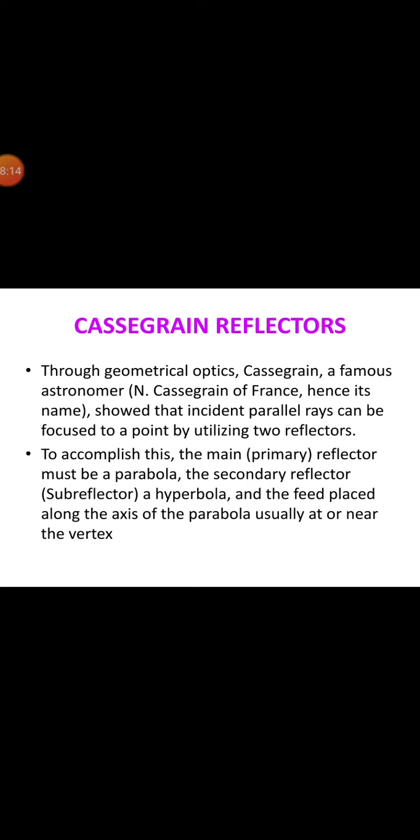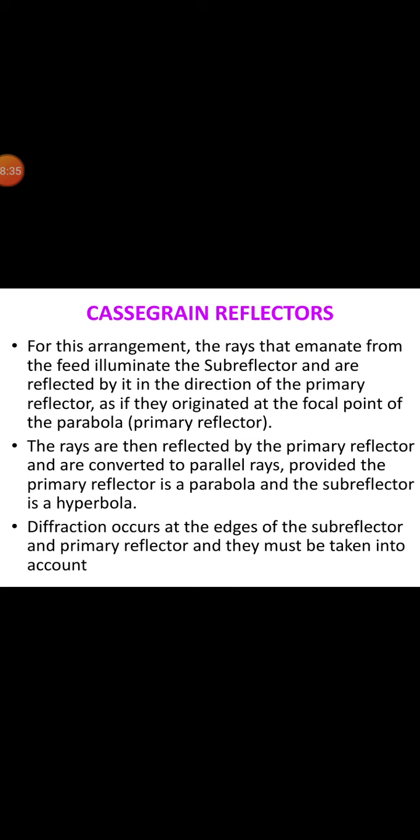Through geometrical optics, Cassegrain, the famous astronomer, showed that incident parallel rays can be focused to a point by placing two reflectors. To accomplish this, the main reflector must be a parabola and the secondary reflector a hyperbola. Then the feed is placed along the axis of the parabola, usually at the vertex. So the rays that emanate from the feed illuminate the subreflector and are reflected by it in the direction of the primary reflector as if they originated at the focal point of the parabola.